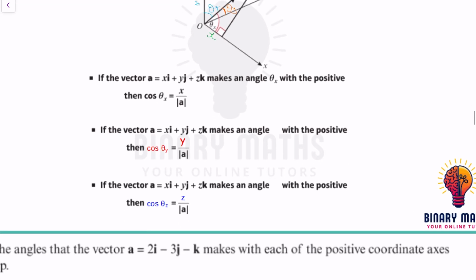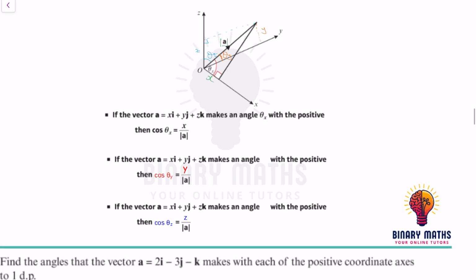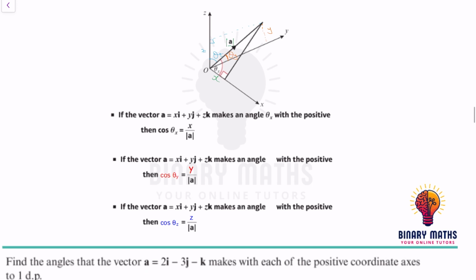So these formulae are not given to you. You just remember it's a cos ratio, and it's always x, y, z, depending on which axis you're looking for. It's x, y, z over the magnitude of A. And it's always the angle it makes with the positive x-axis, the positive y-axis, and the positive z-axis. So theta x, theta y and theta z.